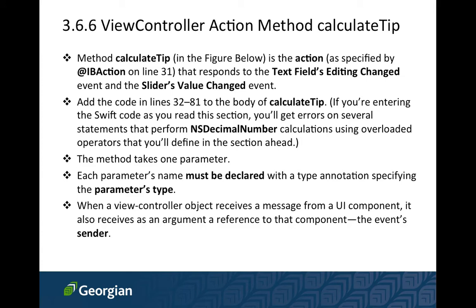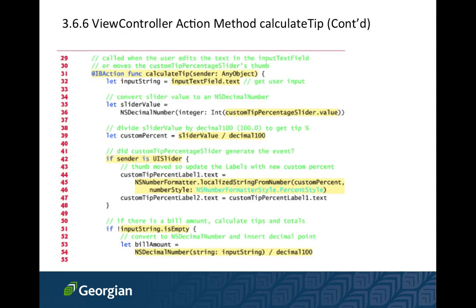So again, the calculate tip is the action, right, as specified by IB action, and in response to the text field's editing changed event and the slider's value changed events. Remember, because it's a shared event handler, if you will, right? And we're going to add in the regular code, this code in lines 32 to 81, this piece here. Look at all the stuff it's adding in here into the text field.